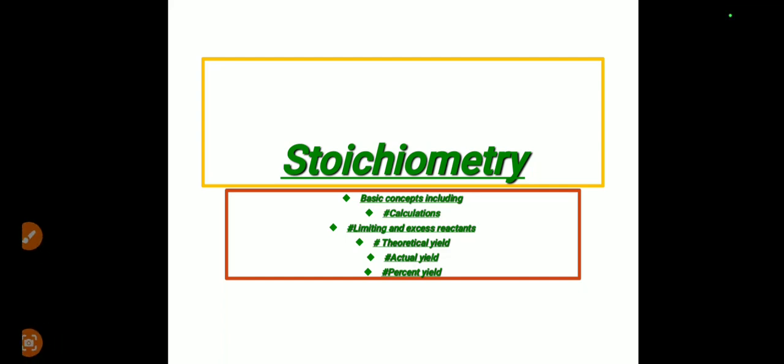Today we are starting our physical chemistry first chapter, which is about stoichiometry. In this chapter we will discuss the calculations regarding mole and Avogadro number, the limiting and excess reactants, and the theoretical yield, actual yield and percent yield, which are related to the mole concept or stoichiometry of a chemical equation. First of all, we are going to discuss the introduction of stoichiometry.